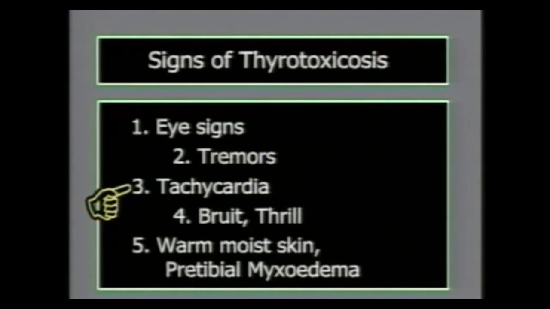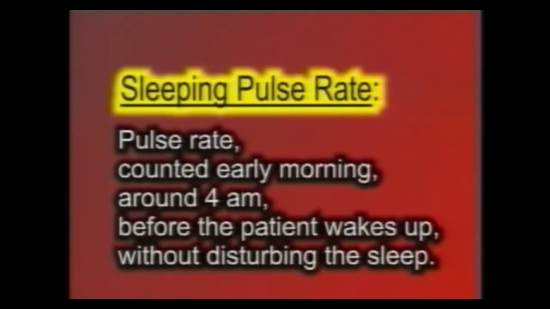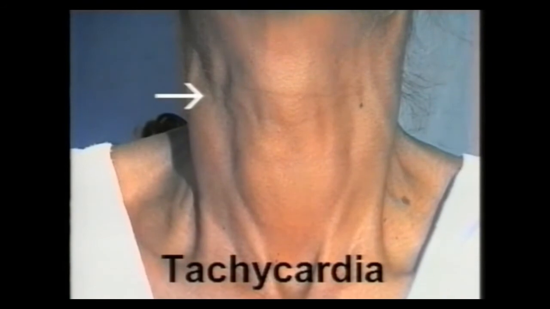Next, feel the radial pulse. Tachycardia and bounding pulse are characteristic of thyrotoxicosis. However, pulse rate may increase further due to anxiety, which is associated with thyrotoxicosis. So, to judge the degree of thyrotoxicosis, you must count the sleeping pulse rate, which is counted early morning around 4 a.m., that is before the patient wakes up, without disturbing the sleep. A fast and irregular pulse may suggest atrial fibrillation.